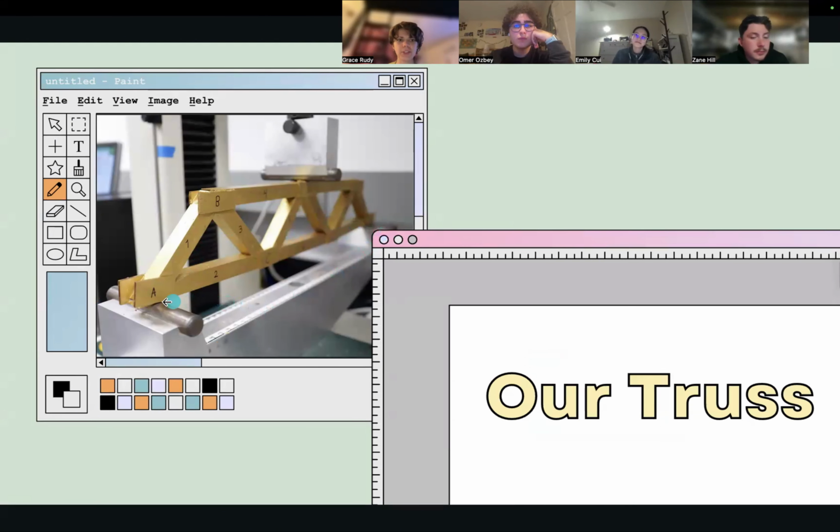Okay, so this is a picture of our truss when she was being loaded up and ready, and I'm going to pass this off to Zane.